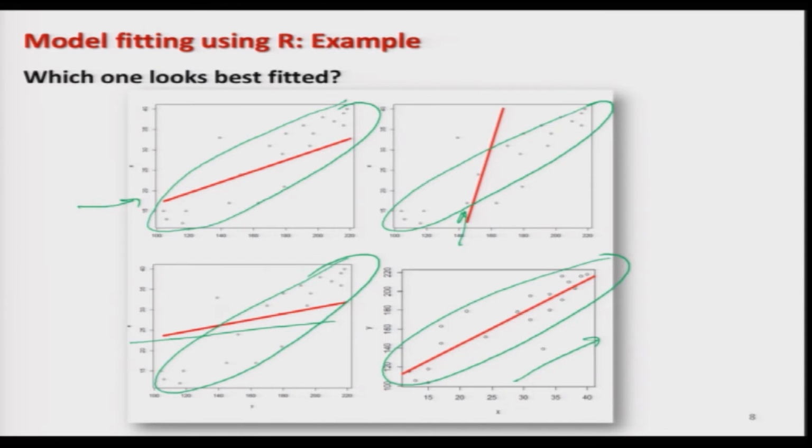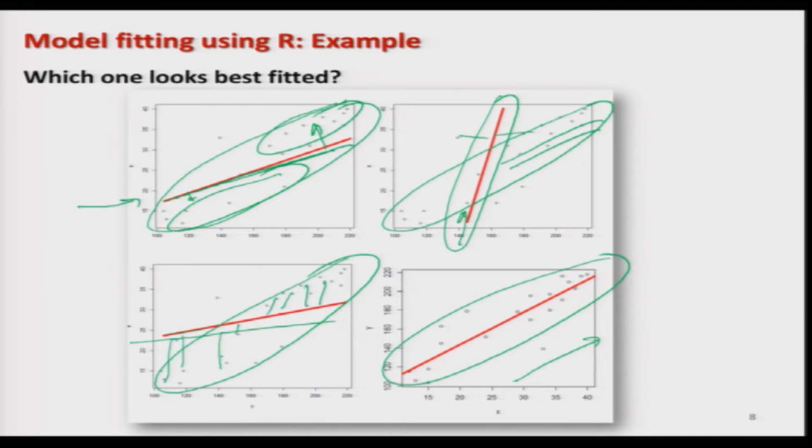You can see that this line is going here, and most of the data is here, and many points are away from this line. So, this cannot be a very good line. Similarly, the data is here and your line is going here, so this difference is very high. So, this is not a good fitted line. Same thing is happening here: the data is here and the line is here. So, the difference from the line, these random errors, are very high. So, this is also not a good line.